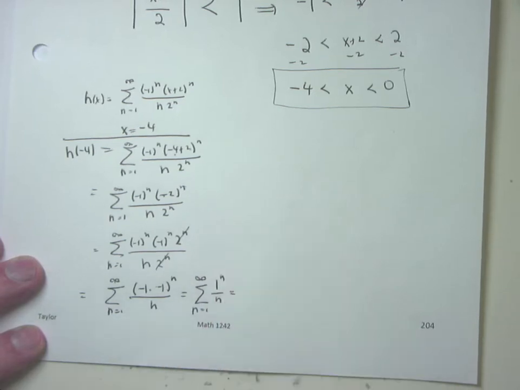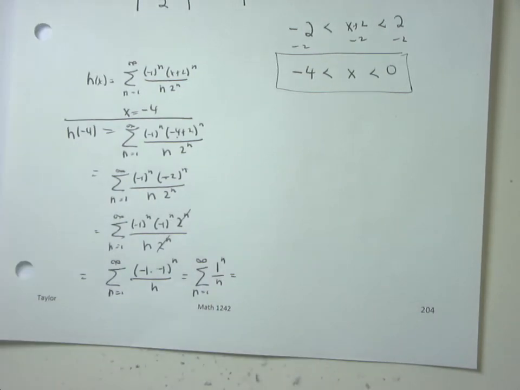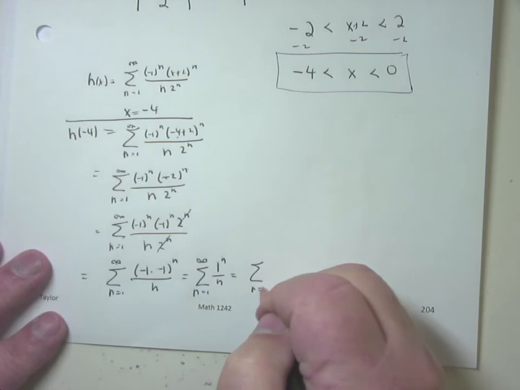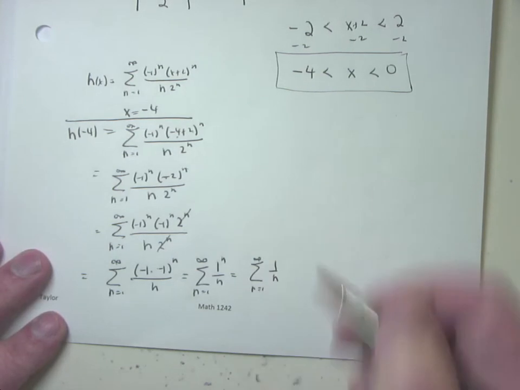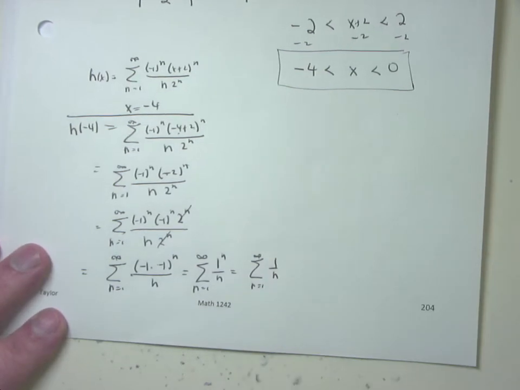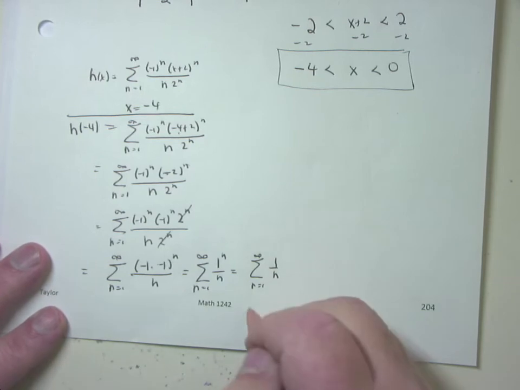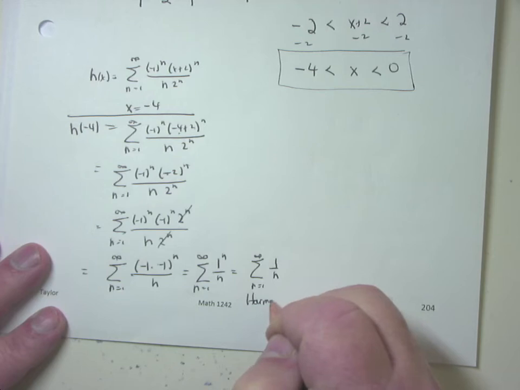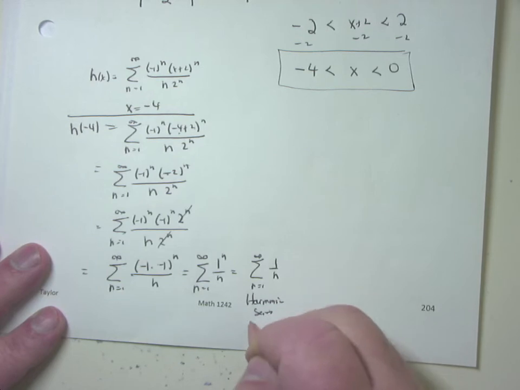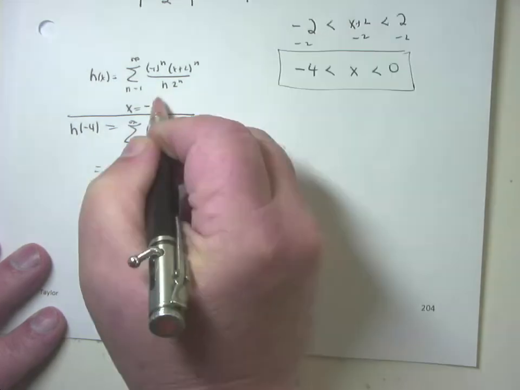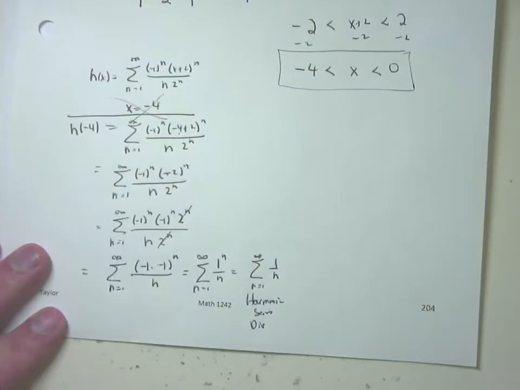But because the negatives cancel each other out, what's 1 to the n power? 1. So this is the sum as n goes from 1 to infinity of 1 over n. Well, great. Finally, all this work, at least a decent series popped out. What's this series' name? And what does the harmonic series do? Harmonic series diverges, which means I do not want negative 4 in my interval of convergence. We're not going to include that one.